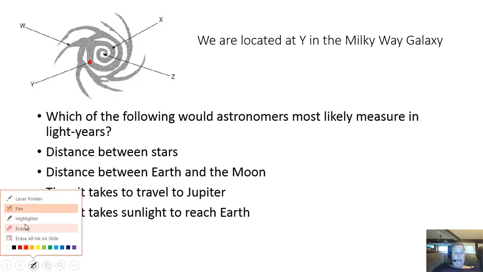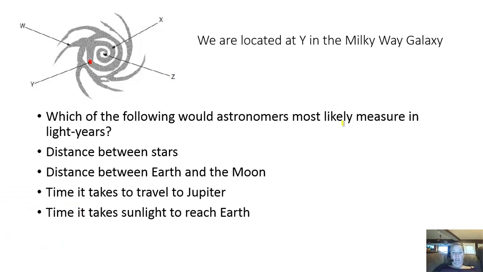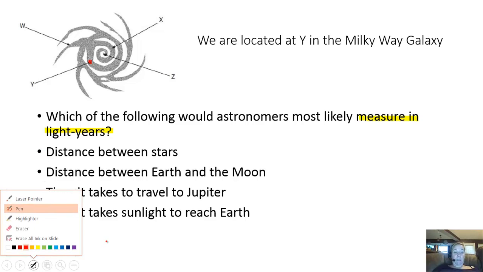So let's look at the question. Which of the following would astronomers most likely measure in light years? Light years is what we use to measure distance in space. Light travels about 250,000 miles per second. Imagine going 250,000 miles per second. That's really fast. And so we use light years to measure huge distances in space.